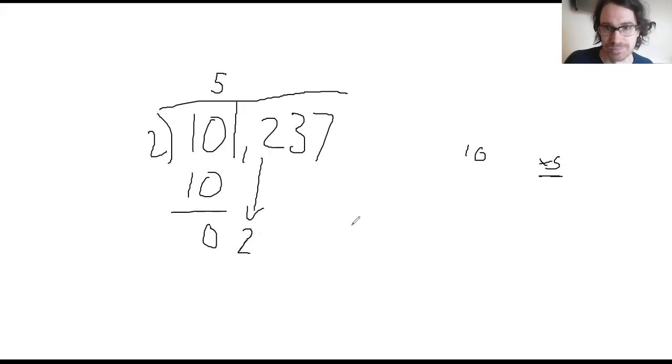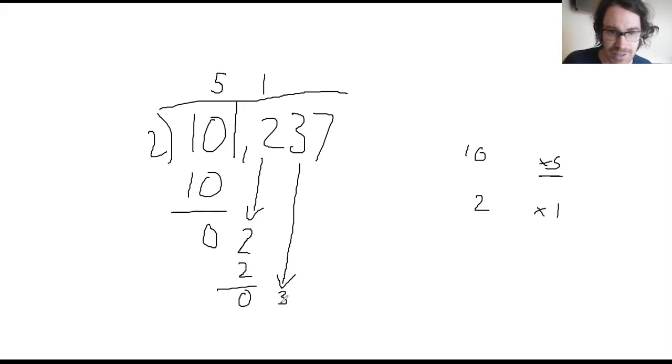2 into 2. Well, 2 times 1 is 2. 1 up here, multiple down here. You find the remainder, 0. Now we bring down the next digit, 3. So 1, 2 is 2. That's the highest multiple we can get before we get to 3. Find the difference, 1.